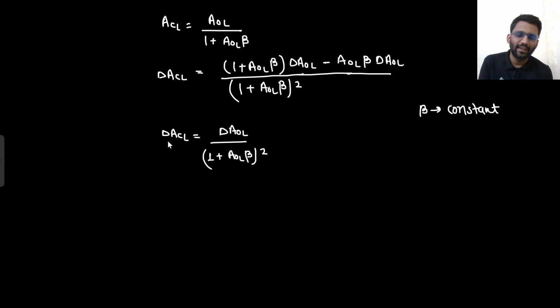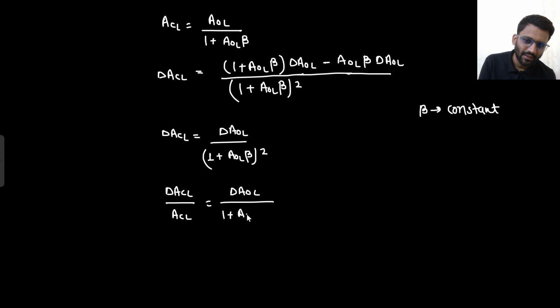Now my target is to get delta ACL by ACL. So I will divide by ACL on both of the sides. So delta ACL by ACL would be delta AOL divided by 1 plus AOL beta whole square, and I am dividing it by ACL only. So what is ACL? ACL is AOL divided by 1 plus A beta.